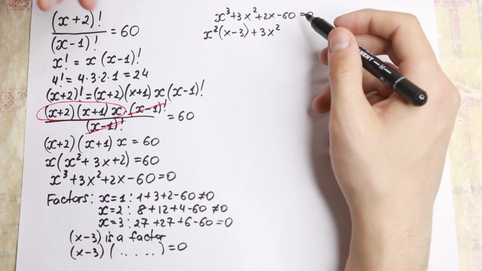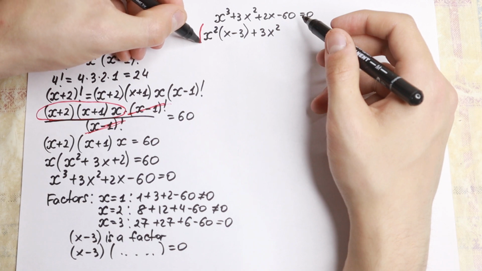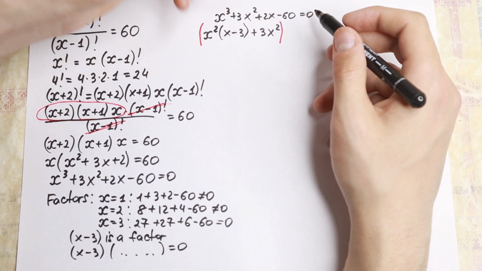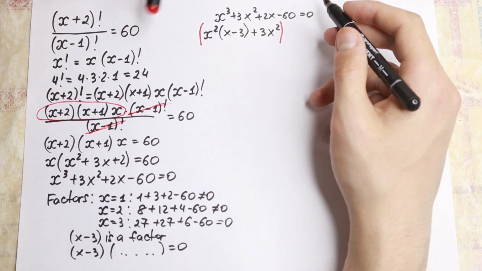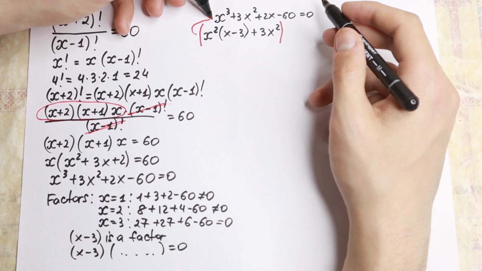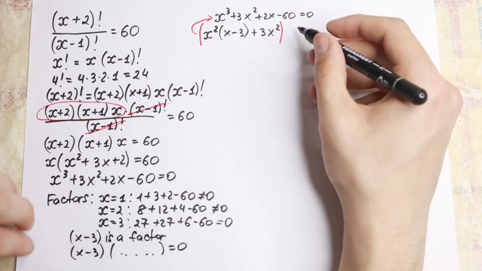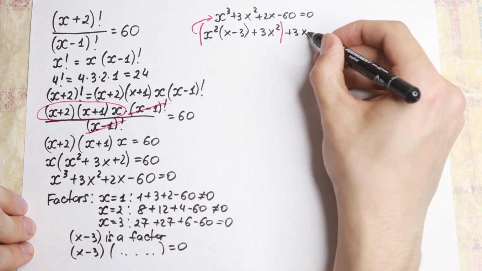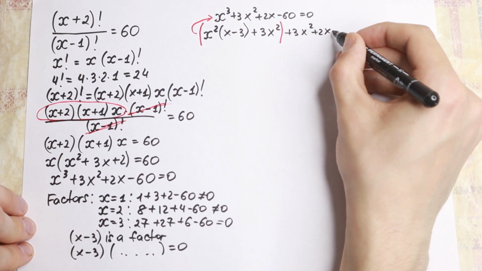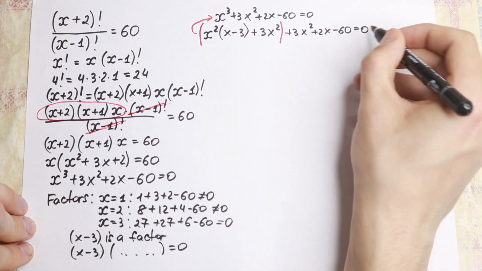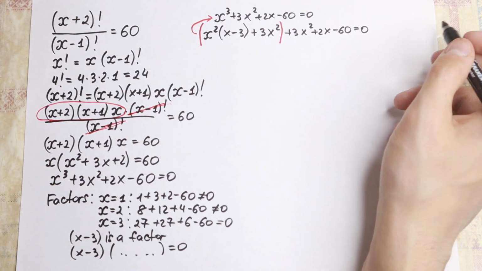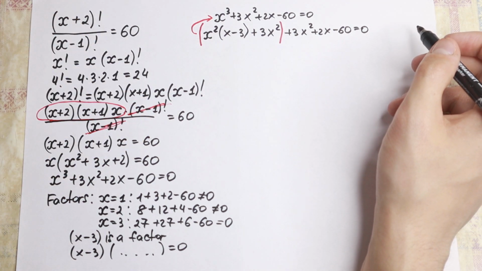I put it in, for example, in these brackets. I write that this is our step that we need. But this step equals x cubed, only x cubed. And we'll have the same as right here. We'll have plus 3x squared plus 2x and minus 60 equal to 0. But right now we have this x minus 3 that we need to factor.